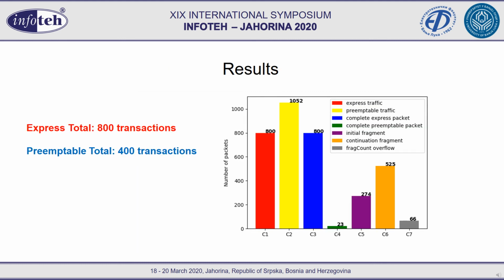These are the results reported from our random test. So we sent 800 transactions of express traffic in total and 400 transactions of preemptible traffic in total. On the right side, we can see the coverage report. So we can see that preemptible traffic contains many cases, which is natural because we wanted to cover many different cases when preemptible frames are actually preempted.